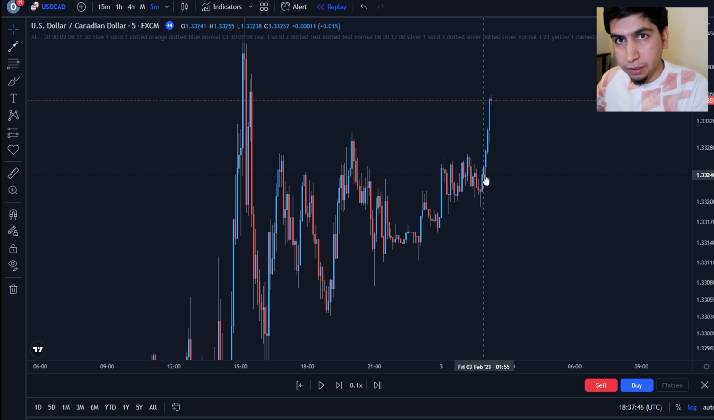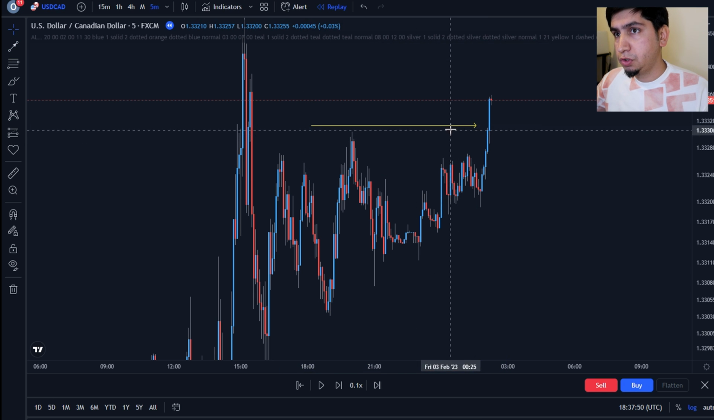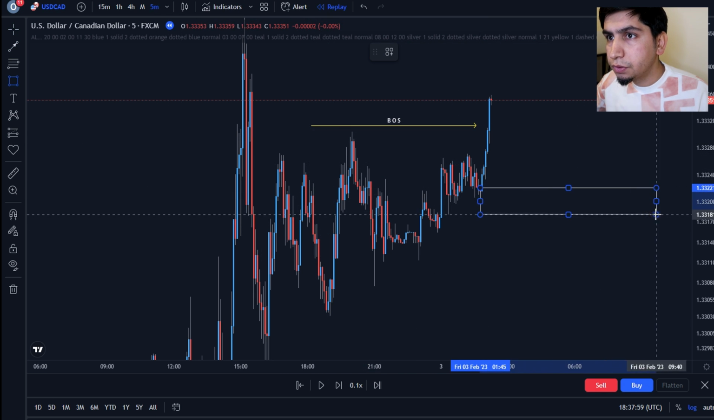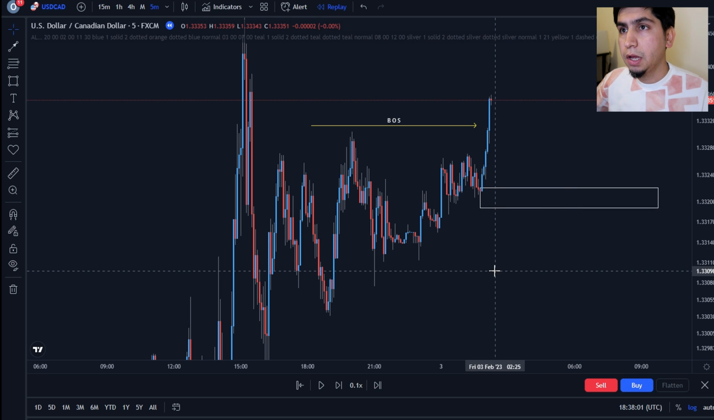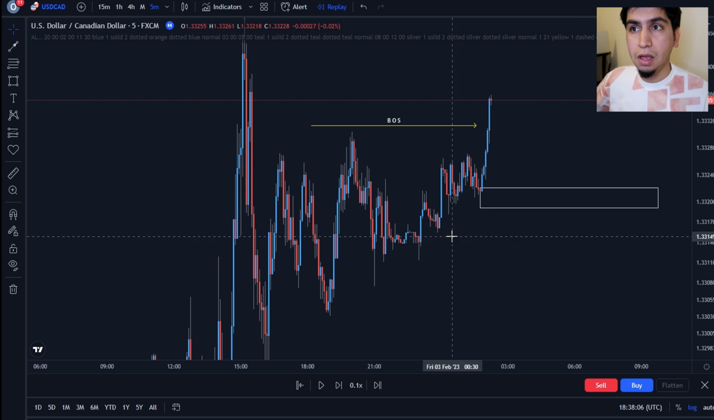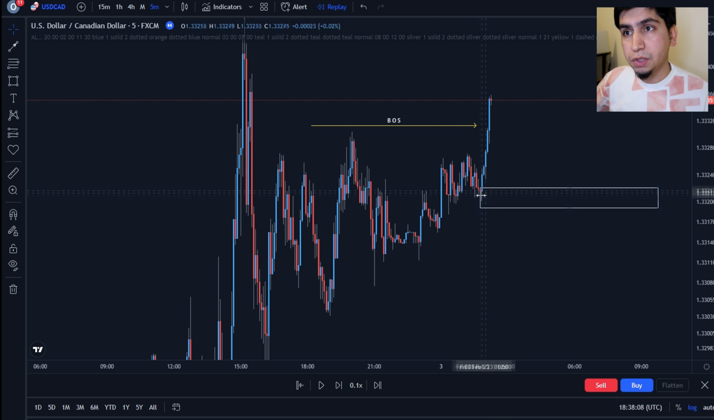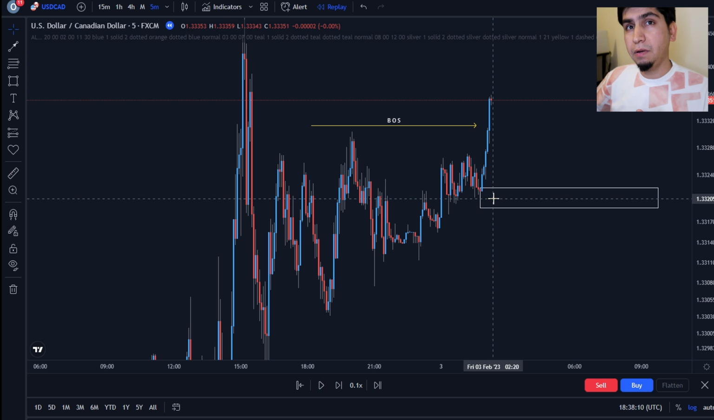So let's annotate it. So here we have the break of structure. Here's our order block, the one just over here. Okay, this is our order block. So what we expect in price is to come down and react, okay? But we got the first thing, we need the second thing, which is very important, which moves the market: liquidity.